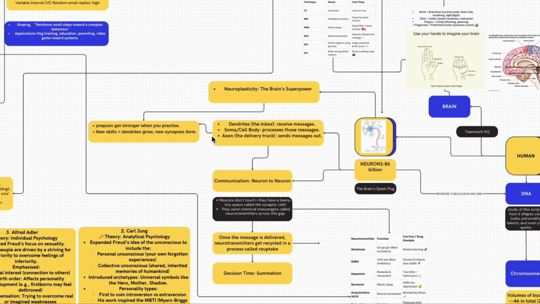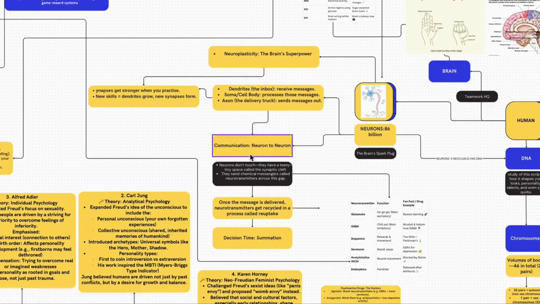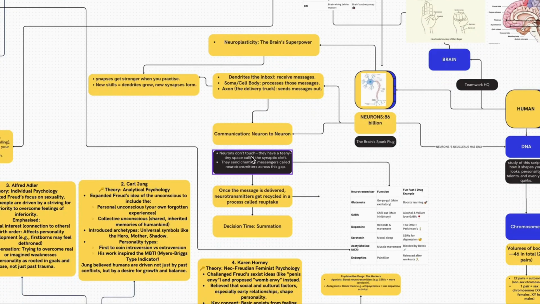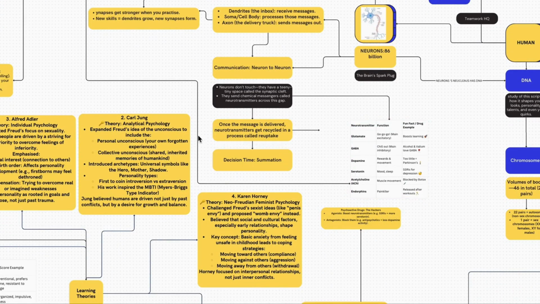And what are these dendrites, soma, and axon? Dendrites are basically the inbox. They receive messages, the soma, or cell body, processes the message, and the axon delivers it, like sending the message. These work well together, and they communicate neuron to neuron. They don't touch; there's a teeny space between them, a synaptic cleft, and they send chemical messages called neurotransmitters. These neurotransmitters deliver the message and then get recycled, which is called reuptake. Some of these neurotransmitters are glutamate, GABA, dopamine, serotonin, acetylcholine, and endorphins. These are very important for our brain cells to communicate with each other.